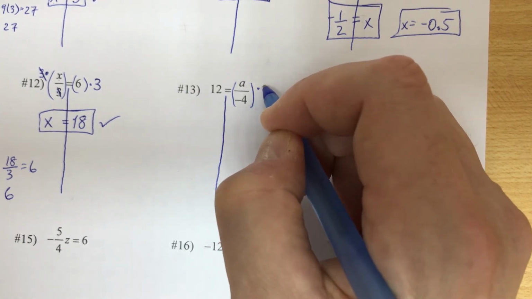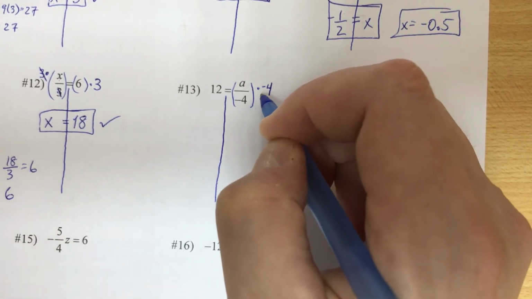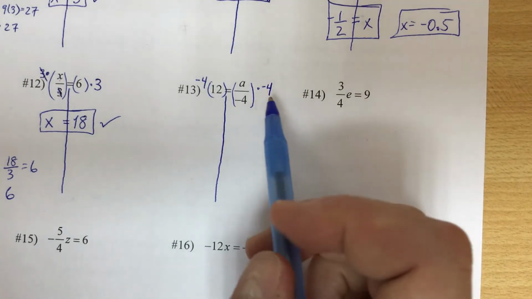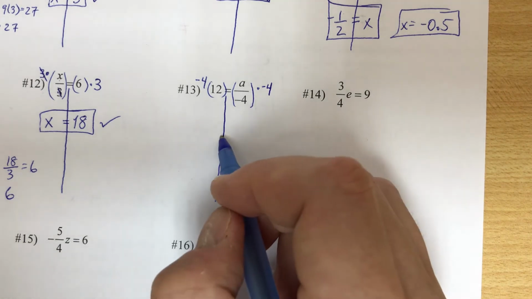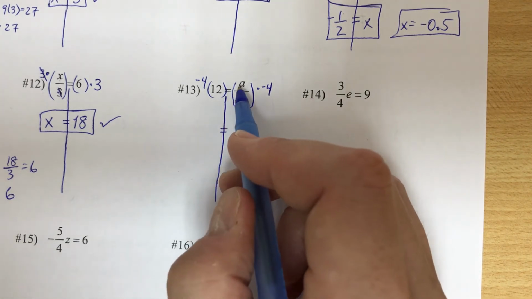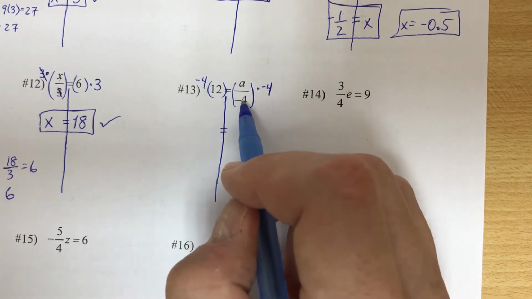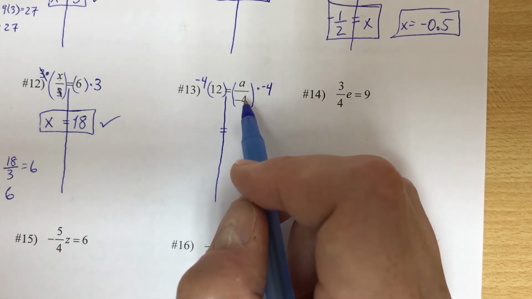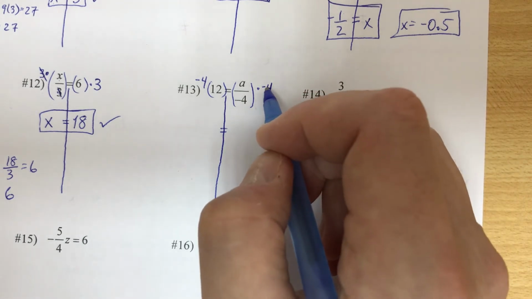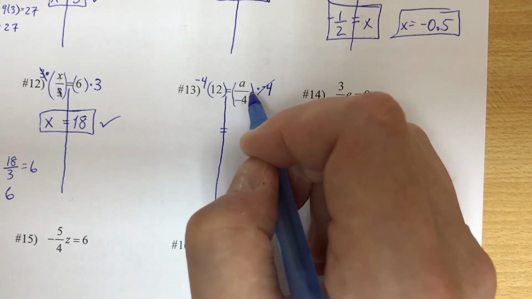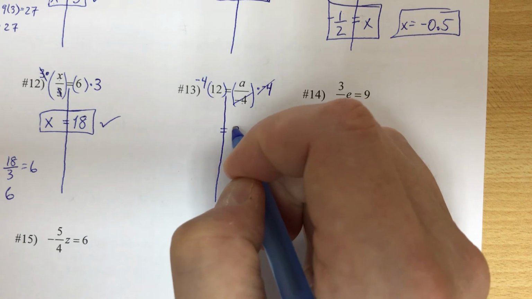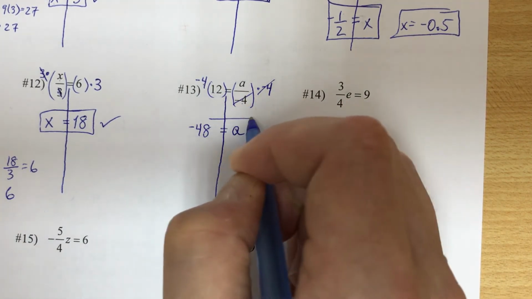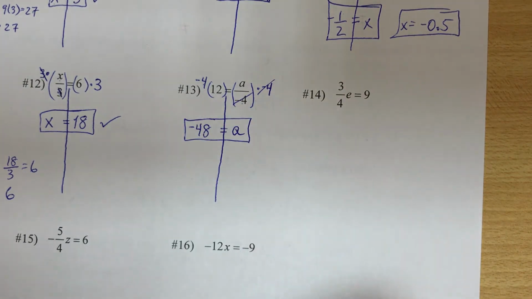We're going to multiply. Now we're going to multiply by a negative on both sides because, remember, we're trying to get a positive 1a. So a negative times a negative, or a negative divided by a negative, that is a positive. So -4 divided by -4 is 1. So we get 1a. -4 times 12 is -48. And that is the answer.